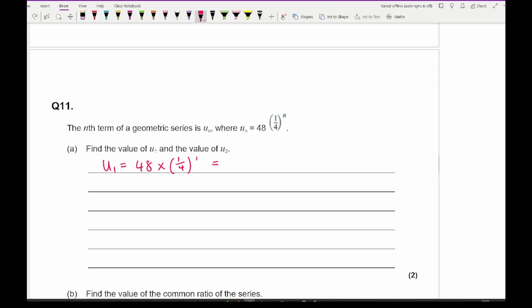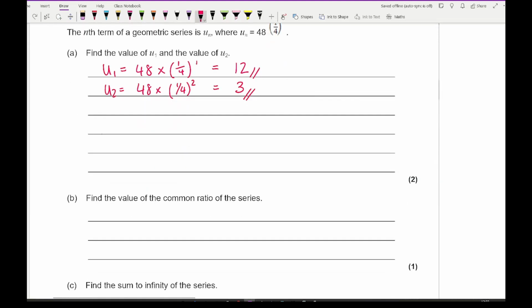Typing that straight into my calculator, I get an answer of 12. Then for u2, it's going to be 48 times a quarter to the power of 2. And typing that into my calculator, I get an answer of 3. It then says find the value of the common ratio of the series.